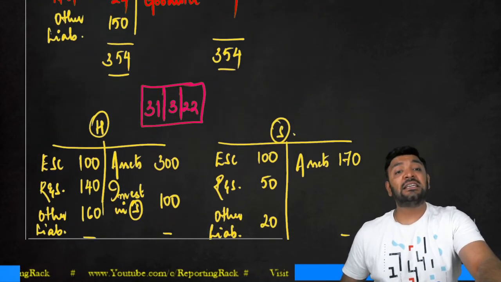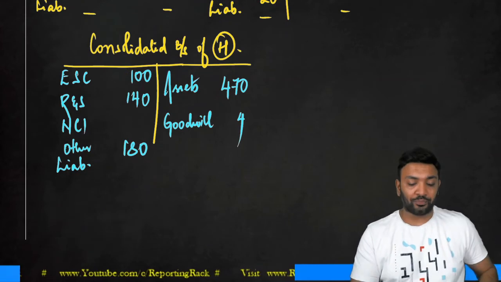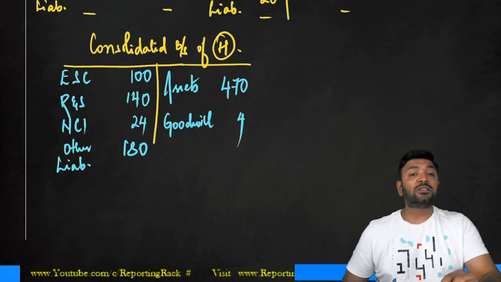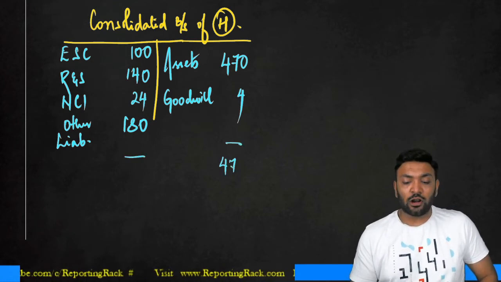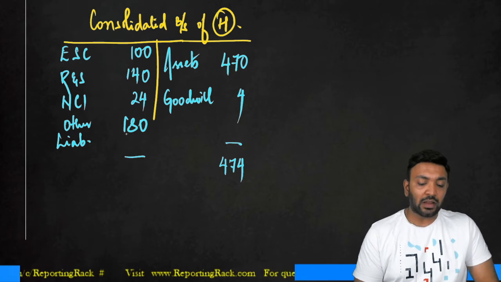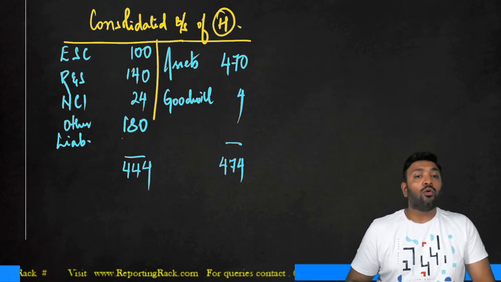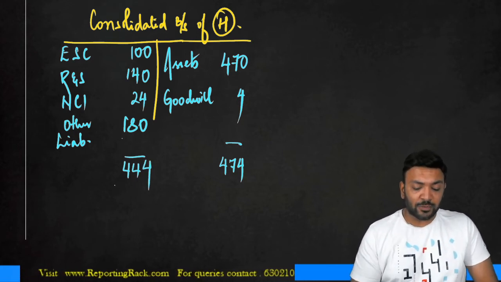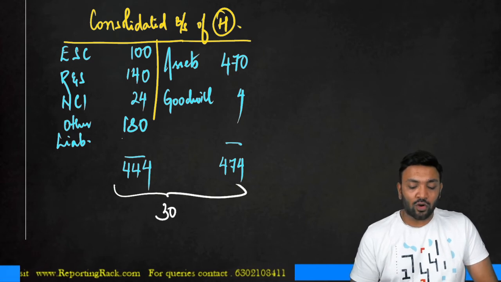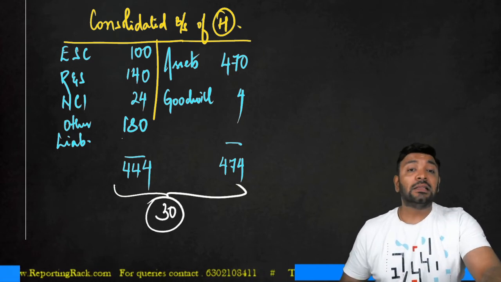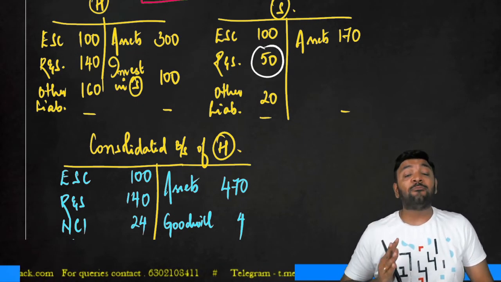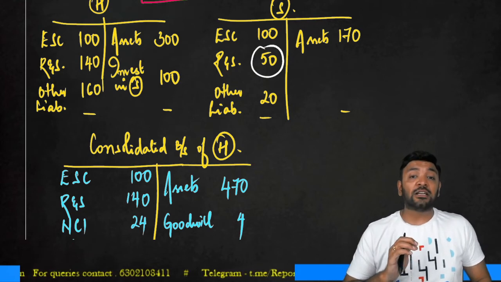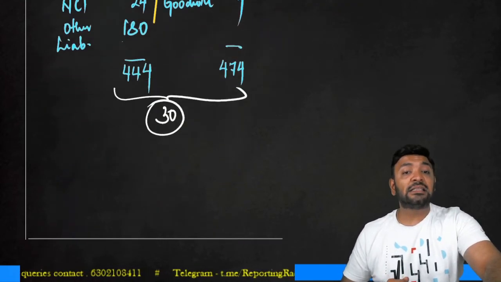What is the NCI last year? Last year's NCI was 24. I'm taking the same thing. Observe, the balance sheet will not tally. Look at the balance sheet now. It's 24. And how much? 300, 420. 444. What is the difference which is coming up? The difference between these two is exactly 30. What is this? This 30 is the current year profit of the subsidiary. It was 20 earlier, became 50 now. So what is the current year profit in the subsidiary? 30.